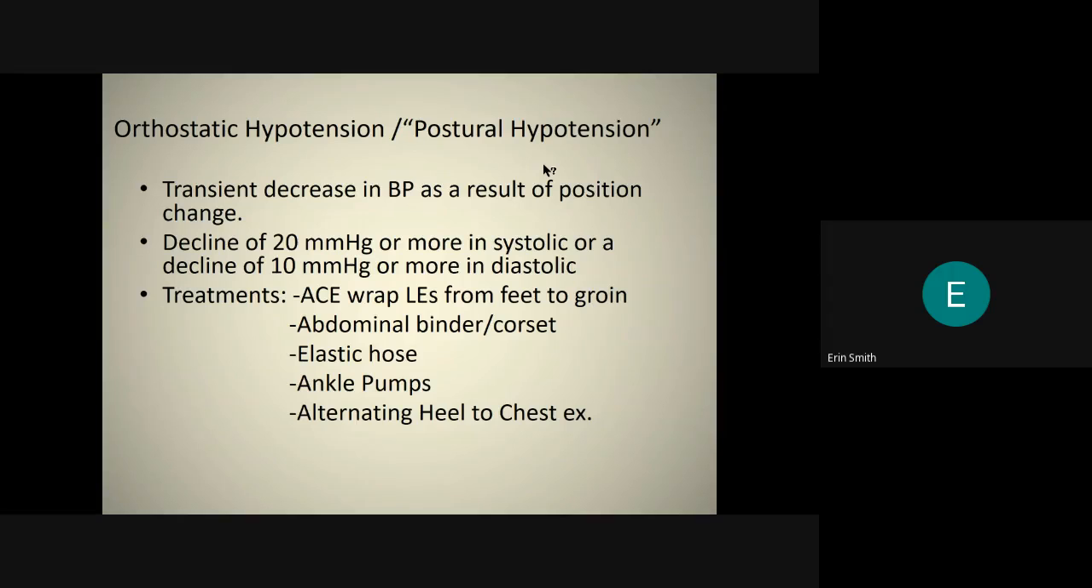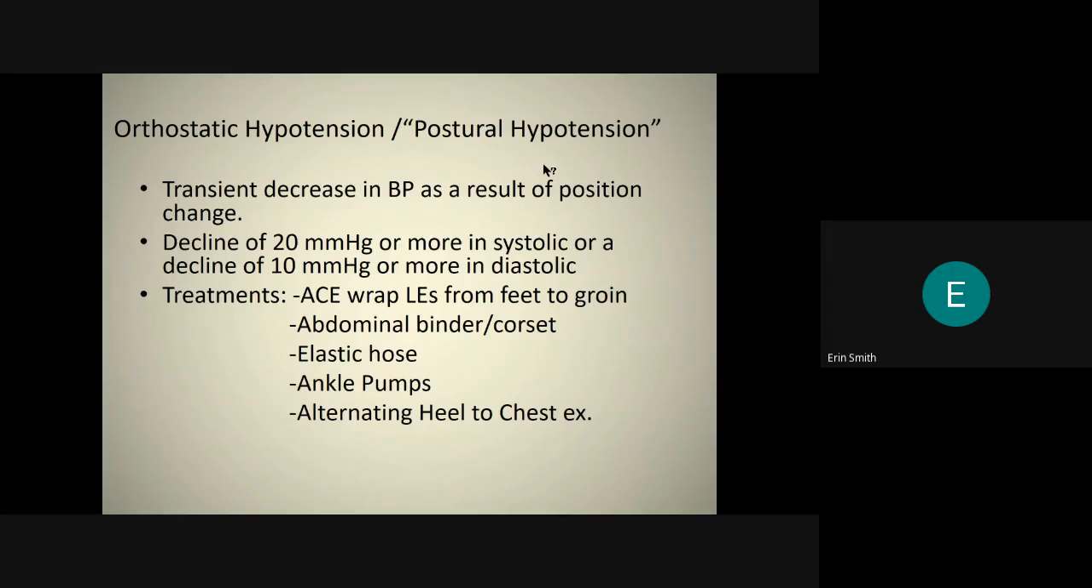So anytime there's a decline of 20 millimeters of mercury or more for systolic and a decline of 10 millimeters of mercury or more in diastolic, that's going to indicate that the patient has hypotension. So sometimes you may be asked to measure orthostatic hypotension. You might be asked to take orthostatics on a patient.